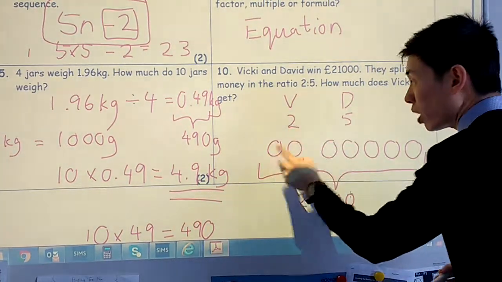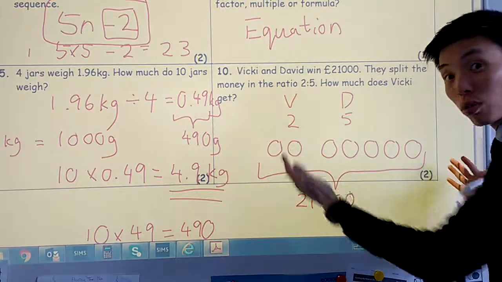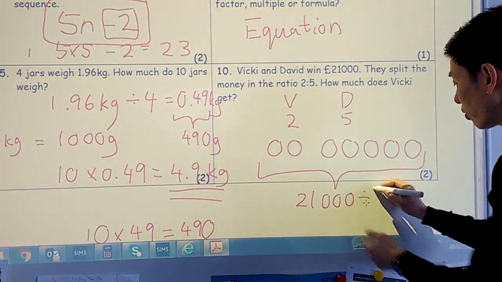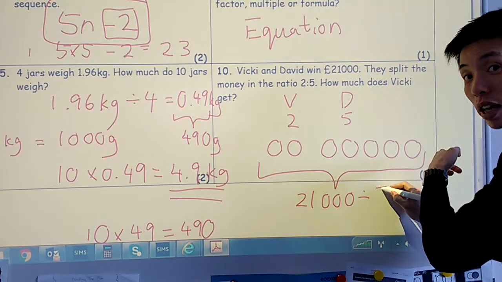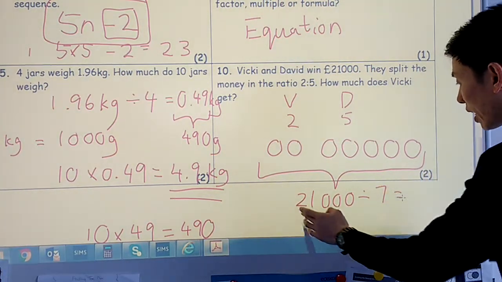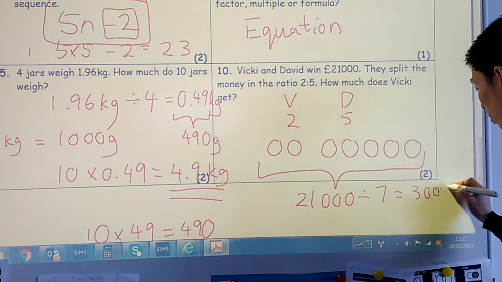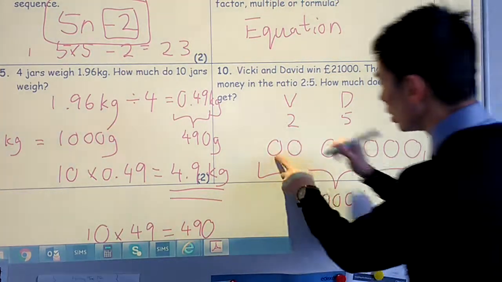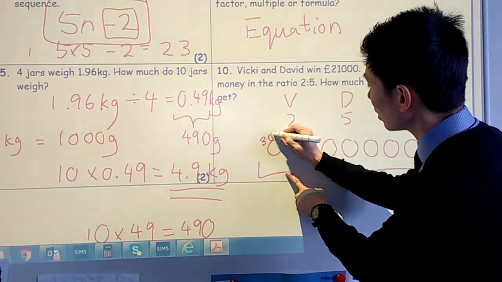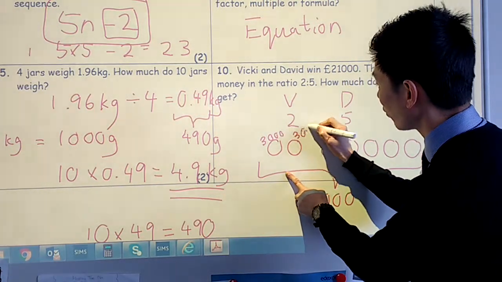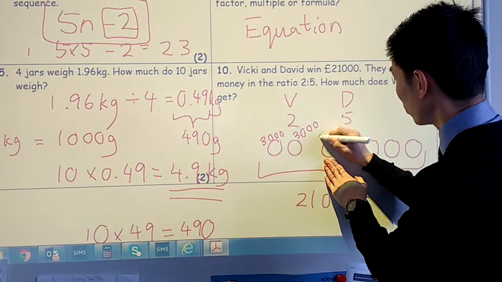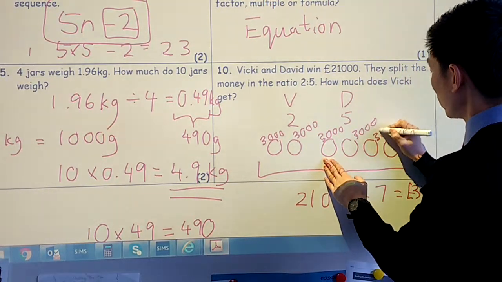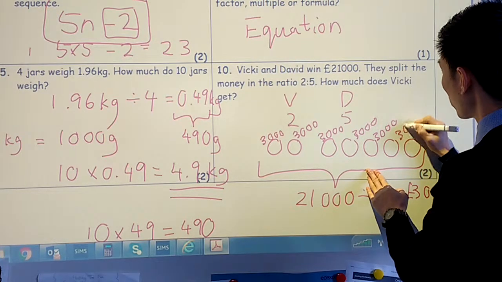So how much is one coin going to be worth? If they're all going to be worth the same amount, all I have to do is go 21,000 divided by 7. There are 7 coins, and that comes to £3,000. The answer isn't 3,000. It's telling me that each coin has a face value of 3,000. So I write that on every coin.